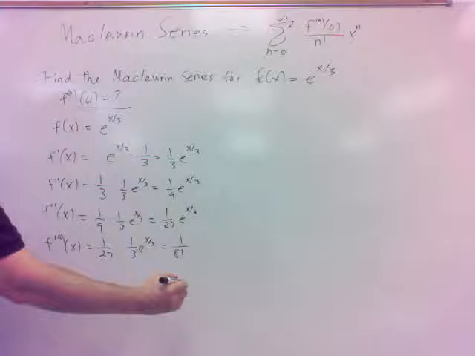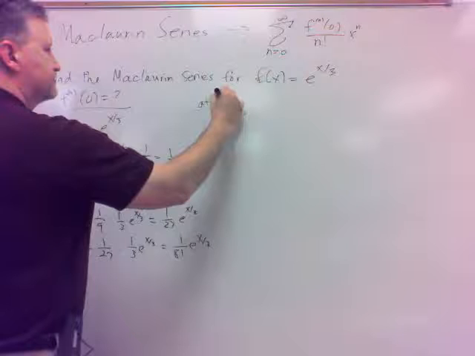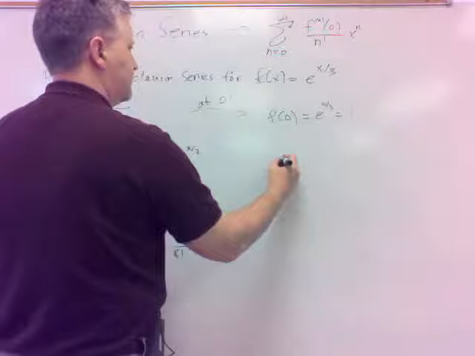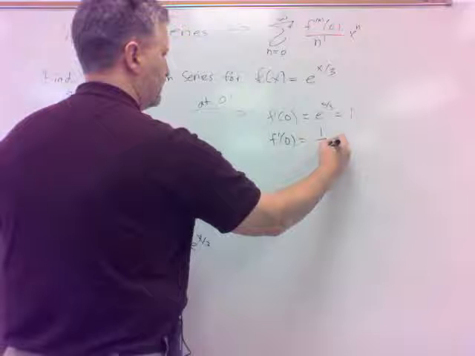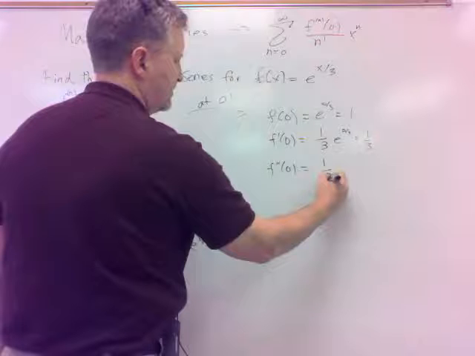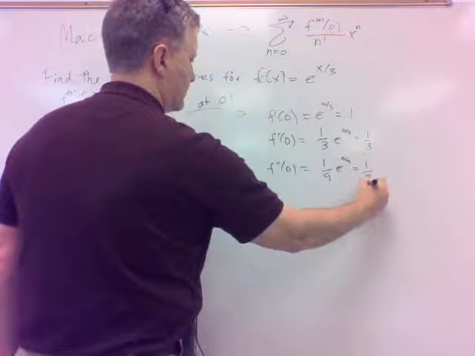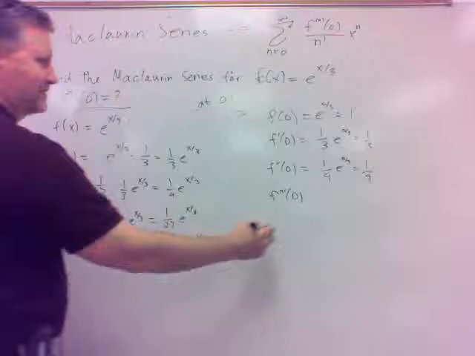All right. But I want those at 0. So I want to do f of 0. That's e to the 0 over 3, that's 1. Right? The first derivative at 0 is 1/3 e to the 0 over 3. Well, that's 1/3 times 1, that's 1/3. Second derivative at 0, being at 0 makes this pretty nice. It's 1/9 e to the 0 over 3, which is 1/9. Third derivative, since I'm doing it at 0, that's going to be 1, so that's 1/27. And then the fourth derivative is 1/81.